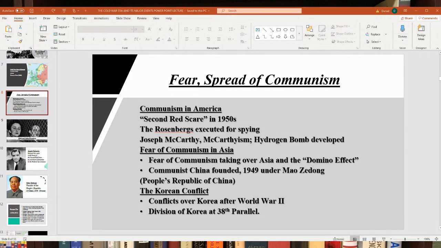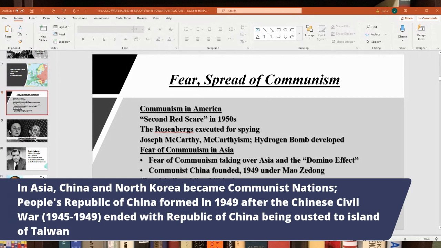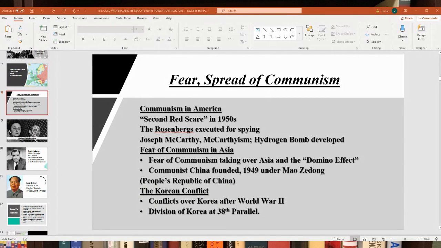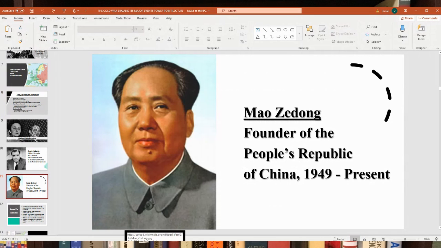And like in Asia, like I said, they had different countries that went communist. The first one, of course, was China. China went communist in 1949 with the so-called People's Republic of China that formed. And it started when the Civil War broke out between the Republican Chinese, who were not communist, and then the communists that were led by Mao Zedong. Mao Zedong, of course, who I've got a picture of right here. He would later found the People's Republic of China. There he is right there in 1949.